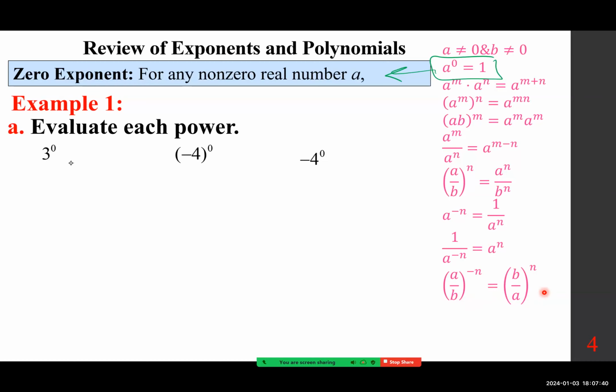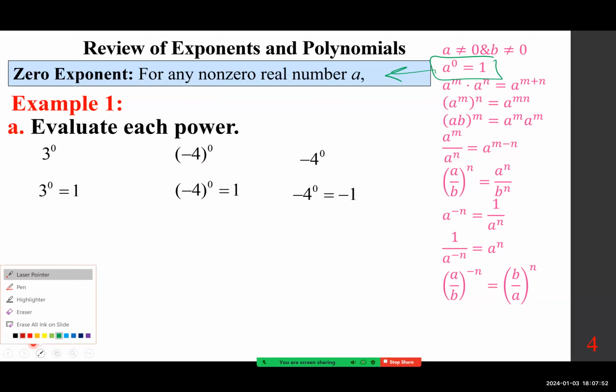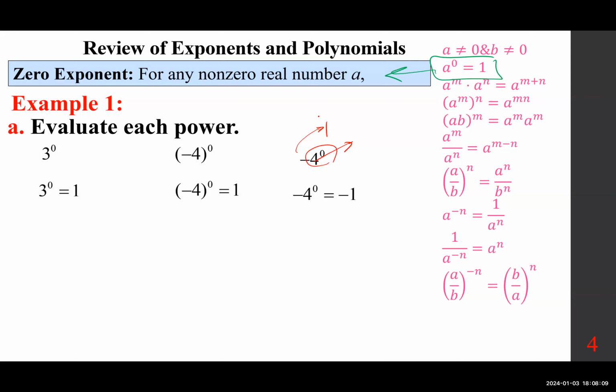For example, 3 to the power of 0 obviously is 1. Negative 4, to the power of 0, is obviously 1. And negative 4 to the power of 0, without parentheses, is negative 1. I want to make sure you understand the order of operations, because in this case, first you raise it to the power of 0 and you get positive 1, then the negative gets multiplied by it, which gives you negative 1. So that's dealing with zero exponent.